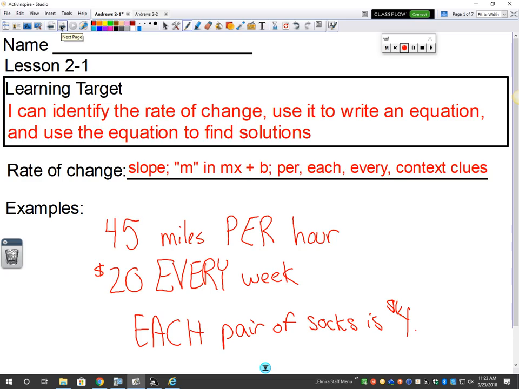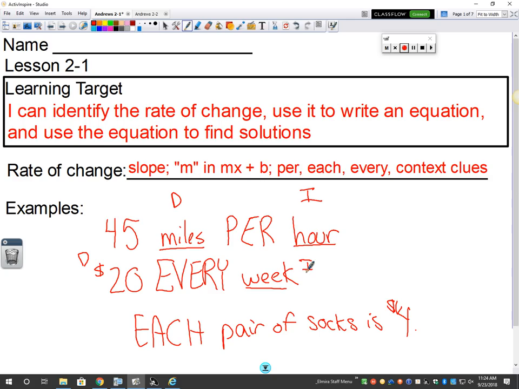I will also point out that you can see independent and dependent. Okay, if you can think about something in terms of the word per, your dependent is going to be the same as what's in front of the per, and your independent is going to be what's after the per. So if I said $20 per week instead of $20 every week, same thing. So this cost is going to be the dependent. Money is my dependent. Week is my independent.